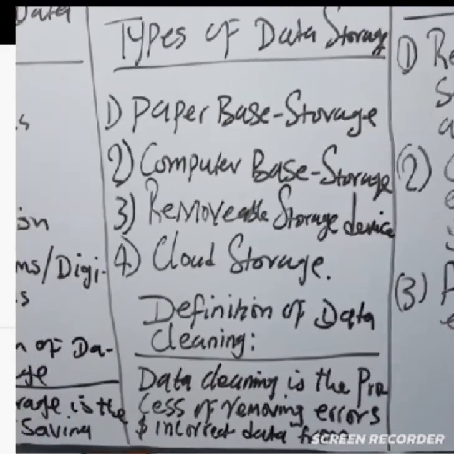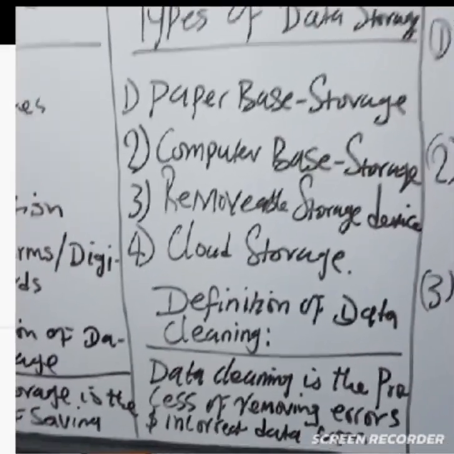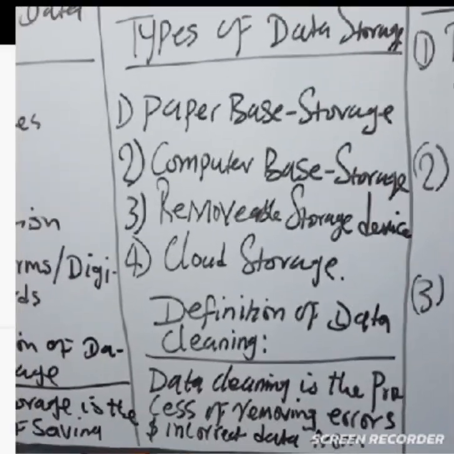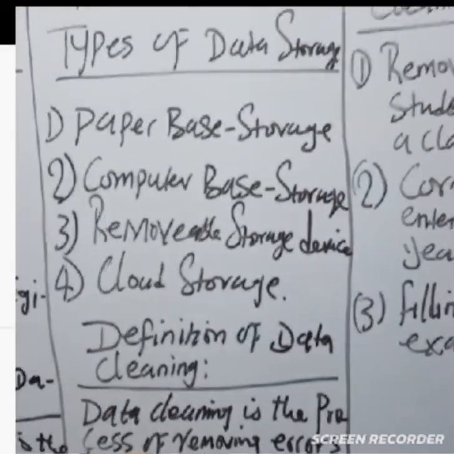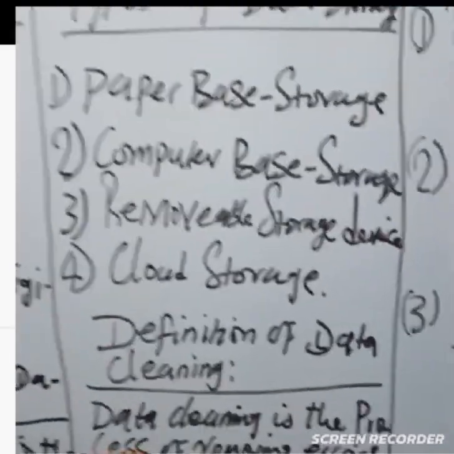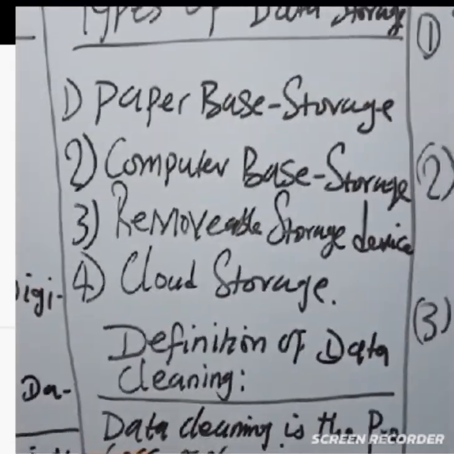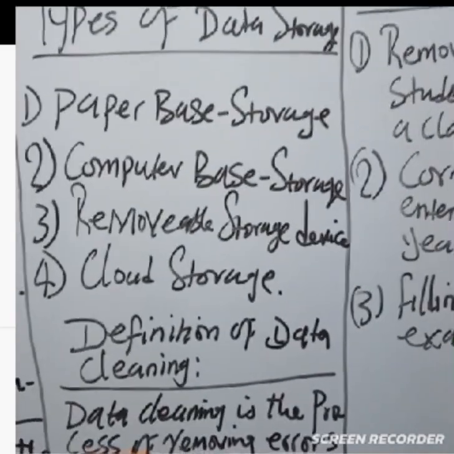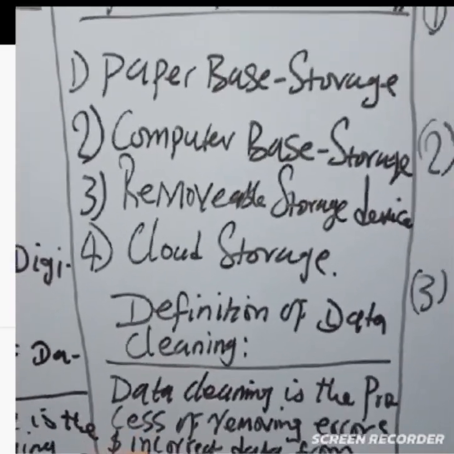Now we have removable storage devices. Number three, removable storage devices. These are portable devices used to store and move data. Examples: flash drives, memory cards, external hard drives. All those are examples of removable storage devices.